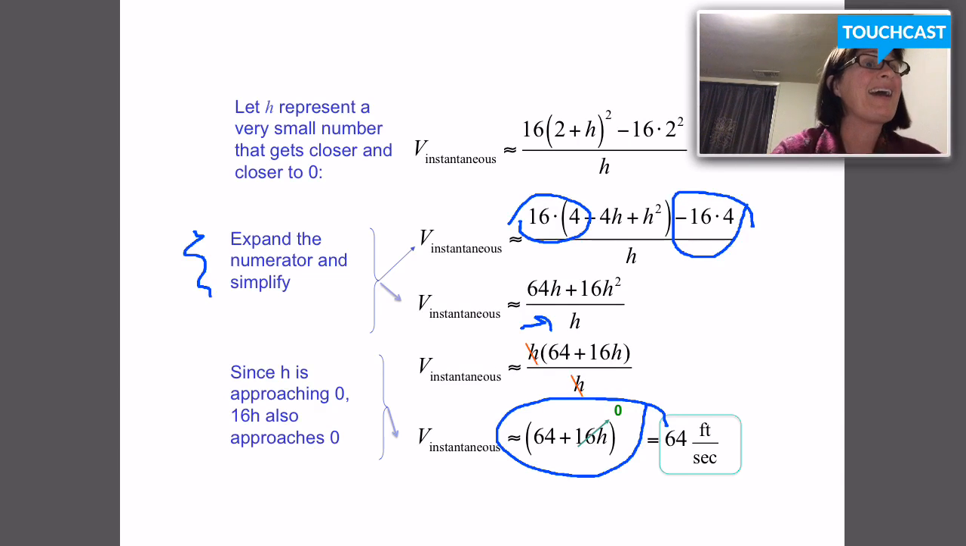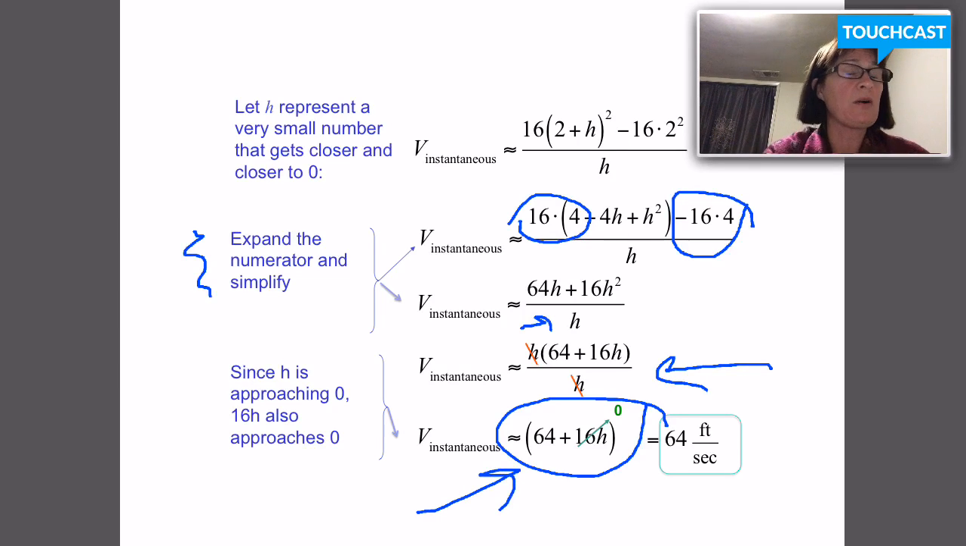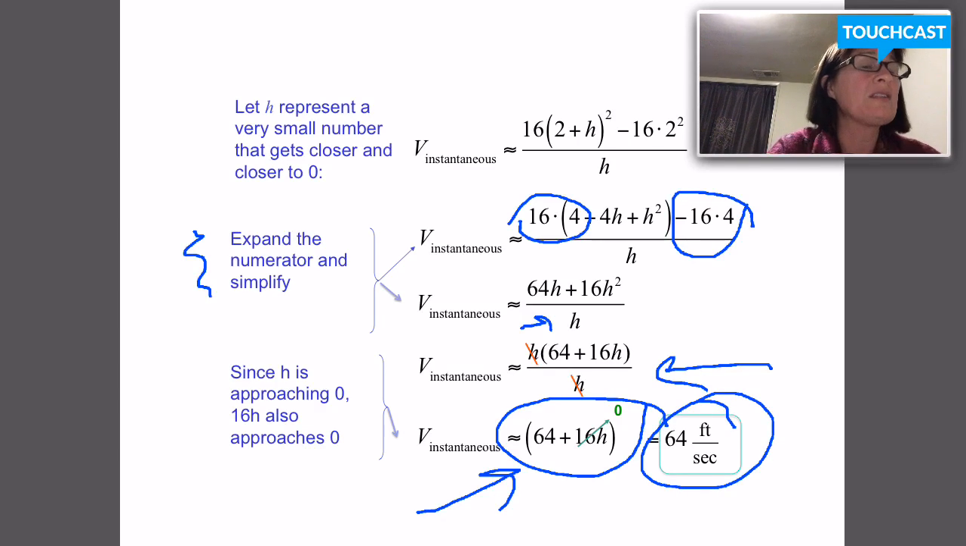But h is a very, very, very small number, so small it's essentially 0. Now, I don't have a divide by 0 problem anymore. I had division here. In this part, there's no division left. I can simply replace h with 0, and I can simplify the result. I have 64 feet per second. This is still a speed computation, so the same units, feet per second, distance per time. And you can see that that matches what we were expecting the answer to be when we plugged in values for h and let them get smaller and smaller.